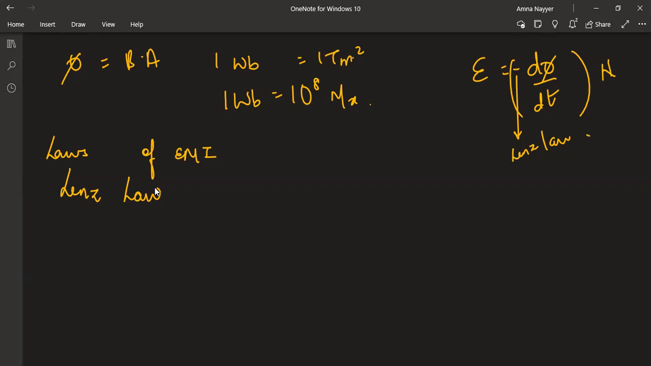So you'll have to mention that Lenz law states that the direction of induced current in a circuit is such that it opposes the cause or the change which produces it. The statement you have to mention, right? So these are some important topics from the initial part of this lesson that we did. Let us practice one or two questions, then we'll move on to other parts.